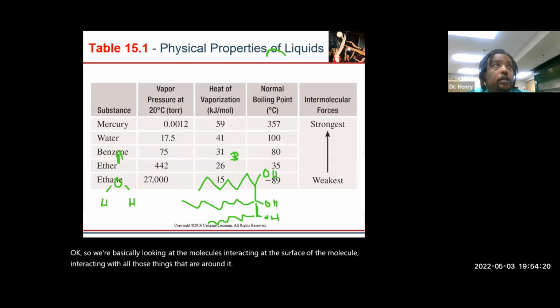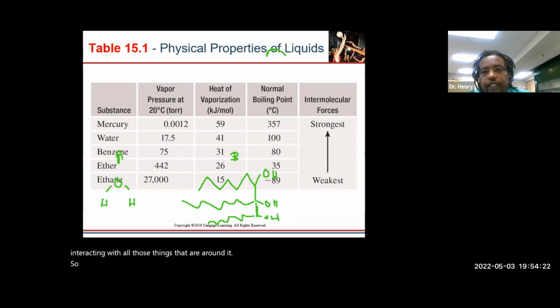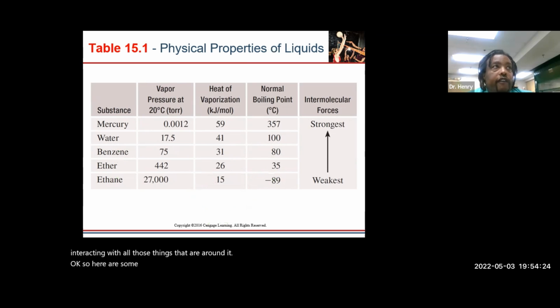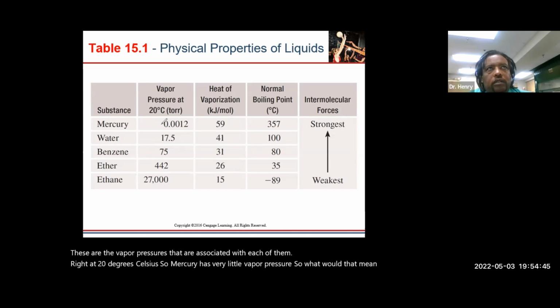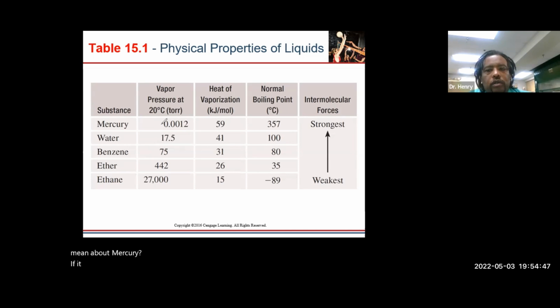Okay, so here are some substances. We have mercury, we have water, we have benzene, we have ether, and we have ethane. These are the vapor pressures associated with each of them at 20 degrees Celsius. So mercury has very little vapor pressure. So what would that mean about mercury if it has very little vapor pressure?